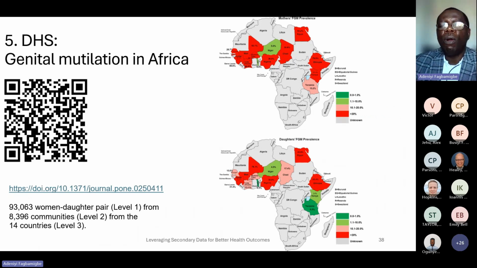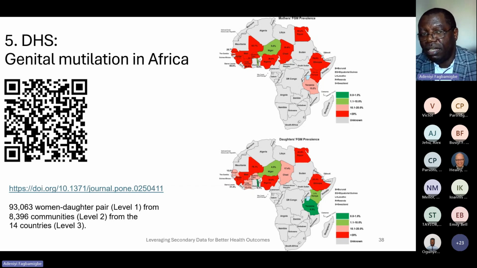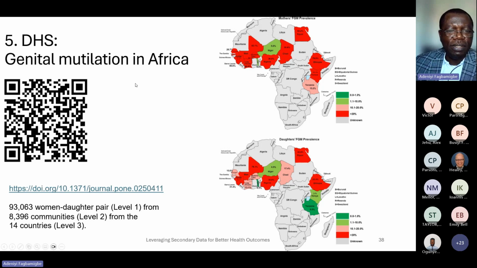For example, the upper map of Africa is showing the prevalence of genital mutilation among mothers, and the lower map is showing the prevalence among the children of these people. And we can see that it's actually reducing over the years. So studies like this will help in policy formulation and how things can be made better for people that are affected or concerned.